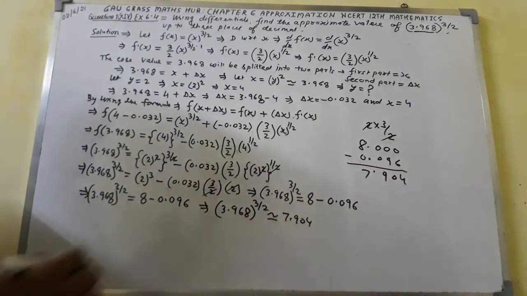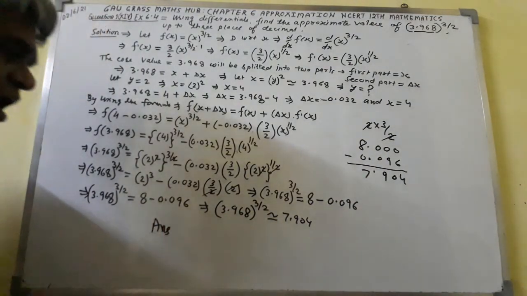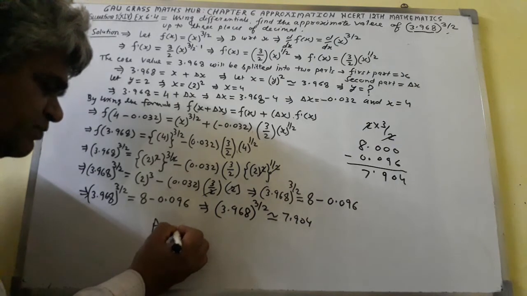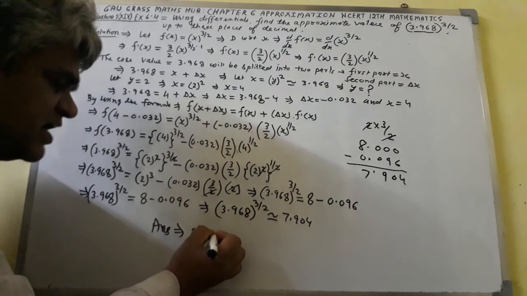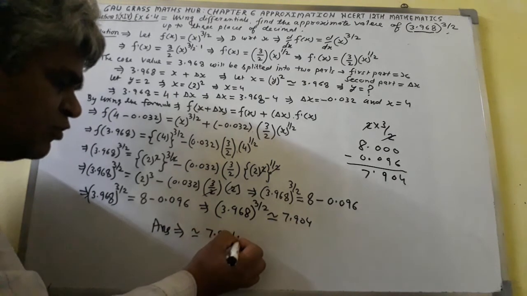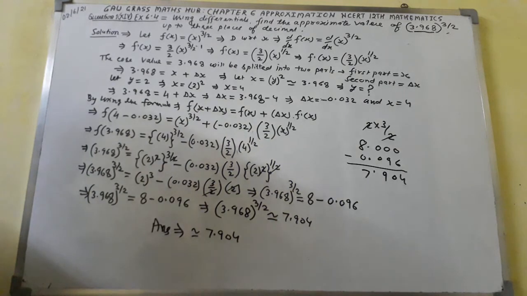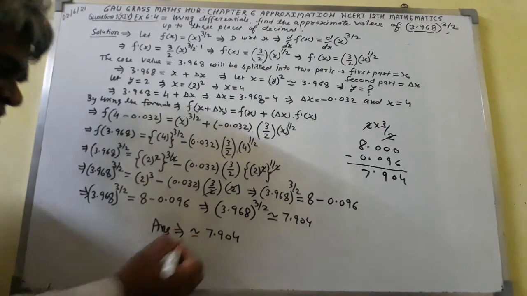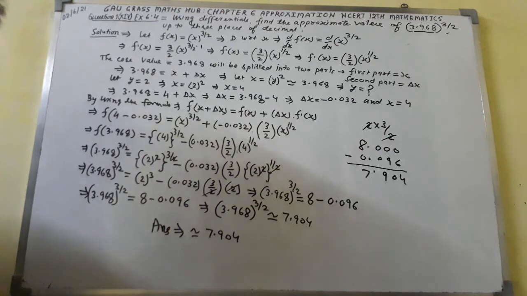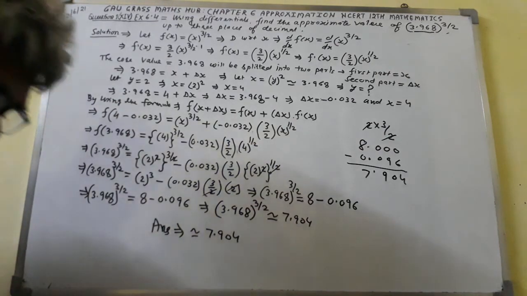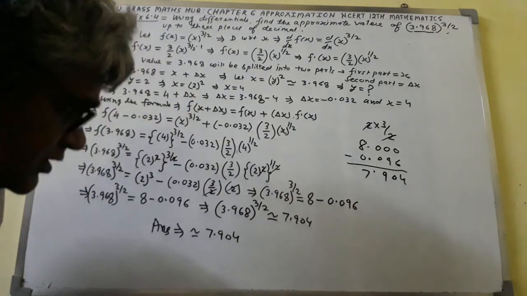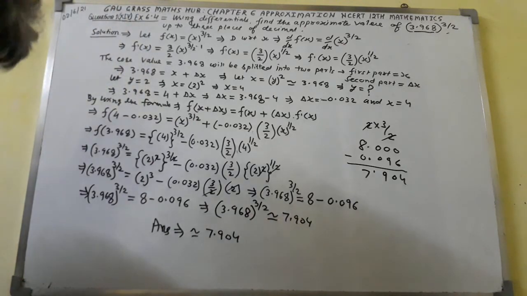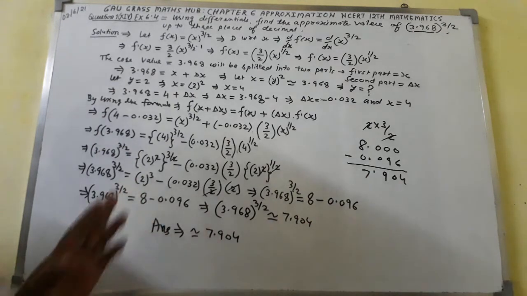So this answer you have got. Now you have got the answer, implied that approximate 7.904. This will be the correct answer. Let us check the answer from the key point here. Just wait for a while. I shall check from the key whether this answer is correct or not. So here I have got the answer 7.904. I think this answer 7.904 will be the correct answer.